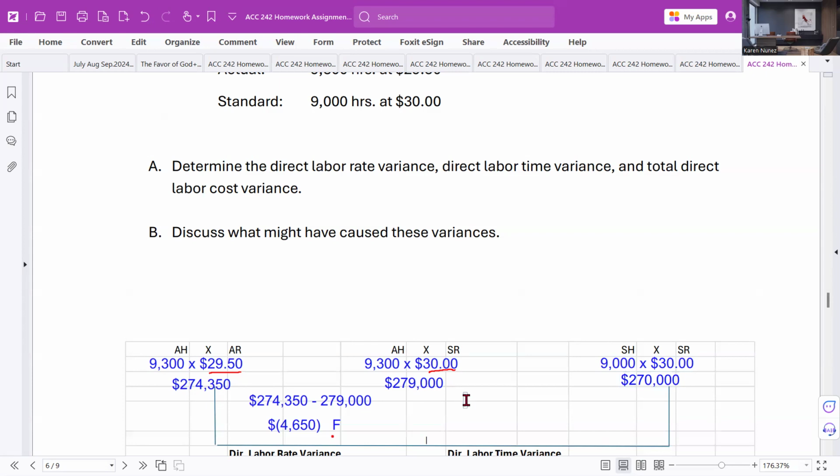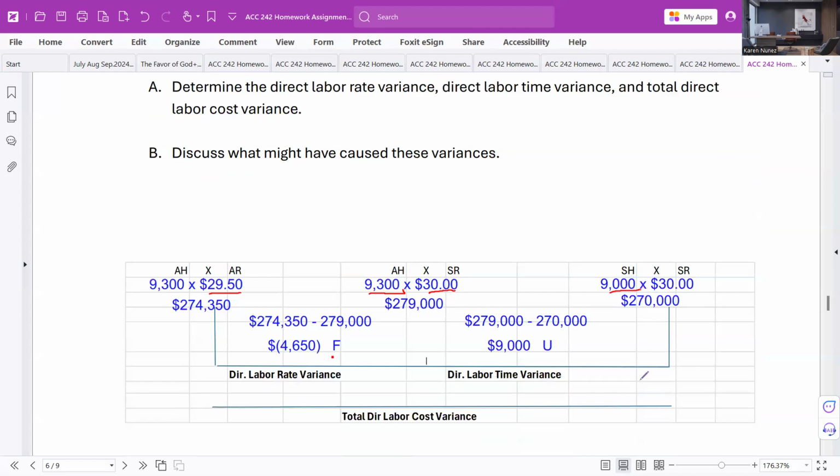So when we take the $279,000 minus the $270,000, we end up with that $9,000 unfavorable variance. An unfavorable variance because they worked too many hours. They worked 300 more hours than they should have, hence an unfavorable time variance.